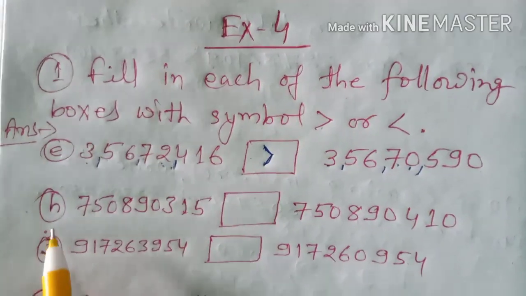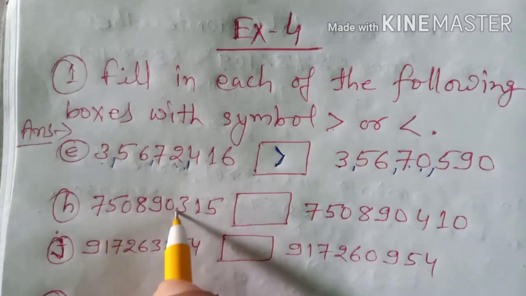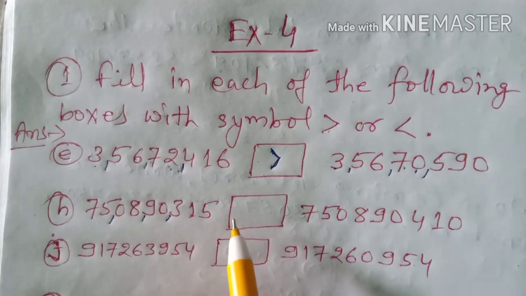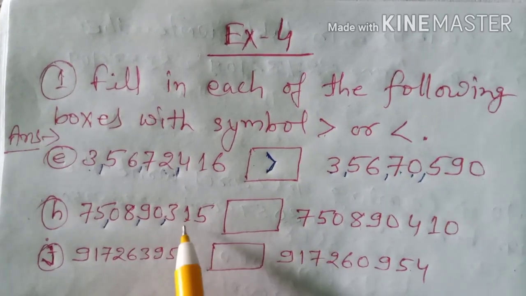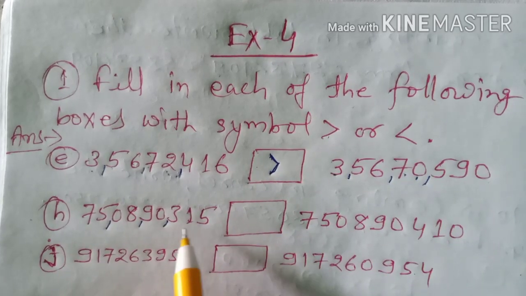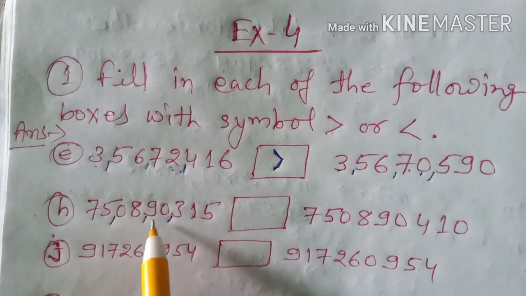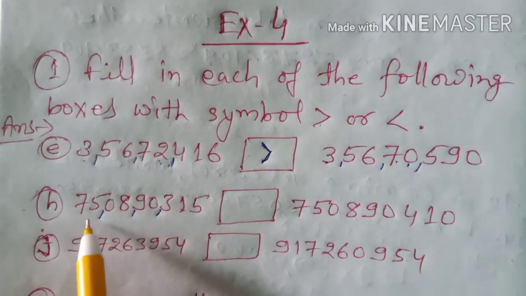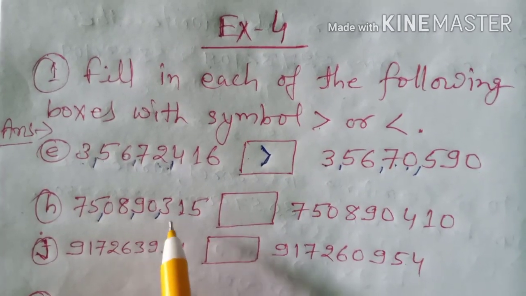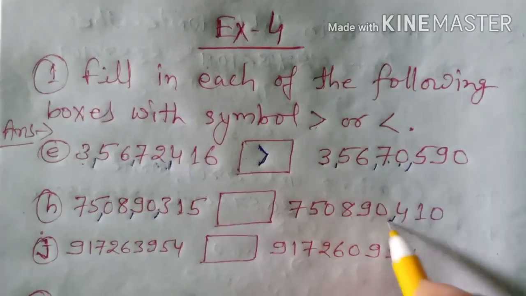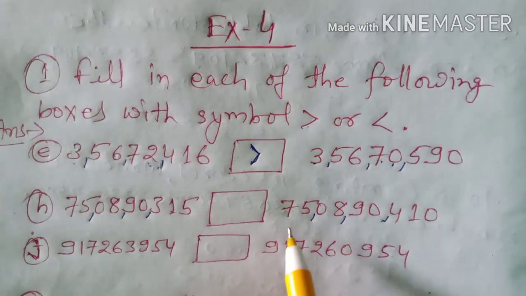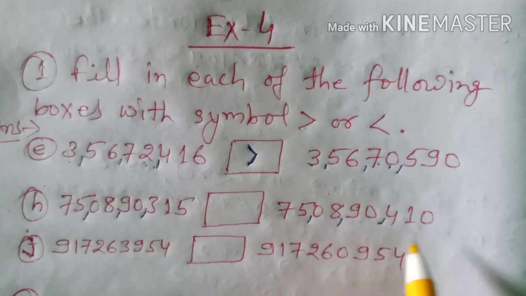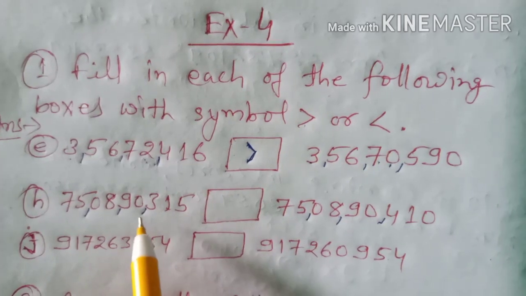Okay, now see item H. First we will put commas. In the same way I have already told you, from the right, the first three digits belong to the ones period, the next two digits belong to thousand, the next two to lakh, and the next two to crore. So this number is 75 crore 8,90,315, and after putting commas we are able to read this number. This number is 75 crore 8,90,410. So now we have to compare these numbers.